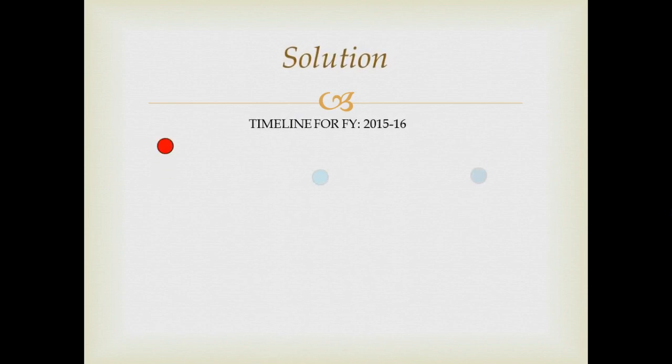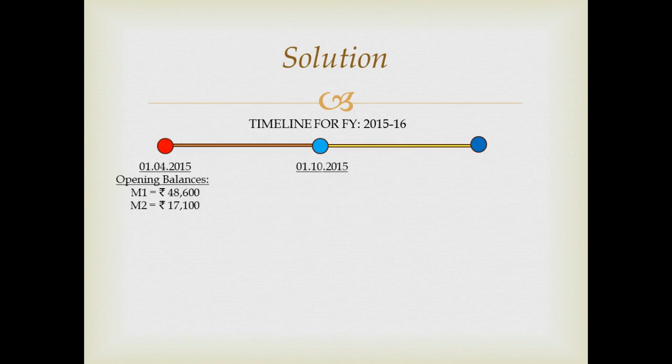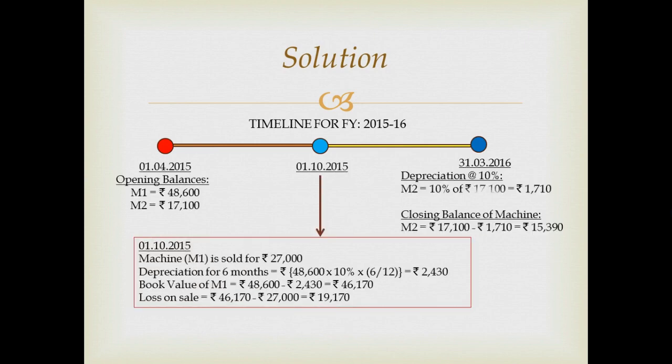Now, financial year 2015-16, as depicted on the timeline. On 1st of April 2015, the opening balances are M1 rupees 48,600, M2 rupees 17,100. On the 1st of October 2015, machine M1 is sold for rupees 27,000.